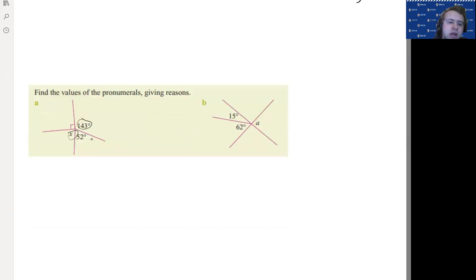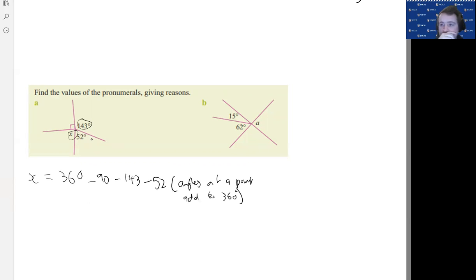Angle X is going to be 360 degrees minus all the other angles. We've got to use our angle at a point reason. So 360 minus 90 minus 143 minus 52, and our reason is angles at a point add to 360. When you're doing geometry, you have to write your reasons in brackets, and the wording is important. You've got to use that angles at a point catchphrase. You can't just say whatever you want. It's got to be really precise.